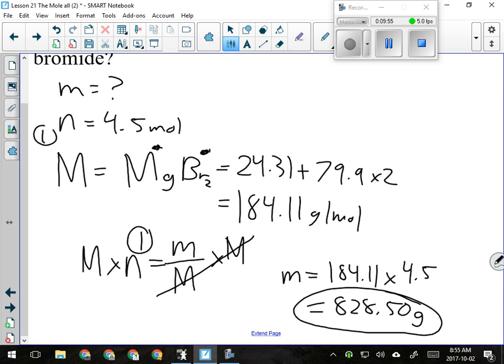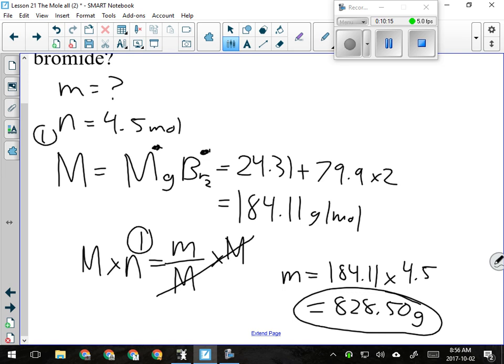Okay, those two are the one-step types that I can ask. The next two will have an additional step involving Avogadro's number. Yes, you get a mark for it, so I want to see it.